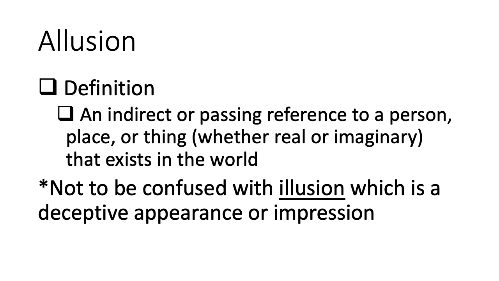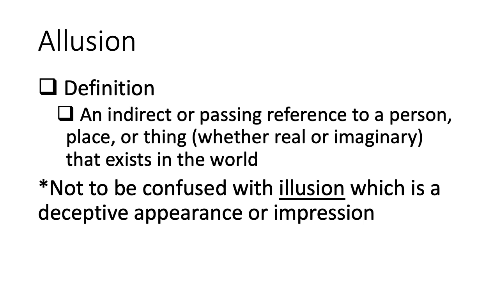Now, for allusion, an allusion is an indirect or passing reference to a person, place, or thing that exists in the world. And I put the parenthetical here, whether real or imaginary. Something that's imaginary can still exist in the world. So take any story. Take a ghost story. Take, I don't know, Casper, the ghost story. Casper is a fictional character made up, but they exist in the world. And so because Casper exists in the world, I can make a reference to it. So even though it's imaginary, it still exists. I hope that makes sense. Things can be imaginary, but still be real things in the world.